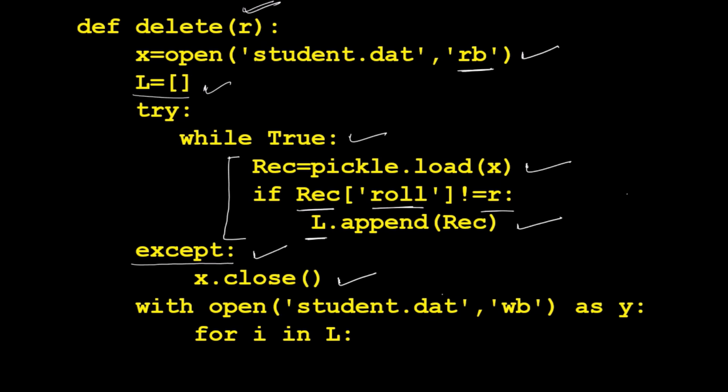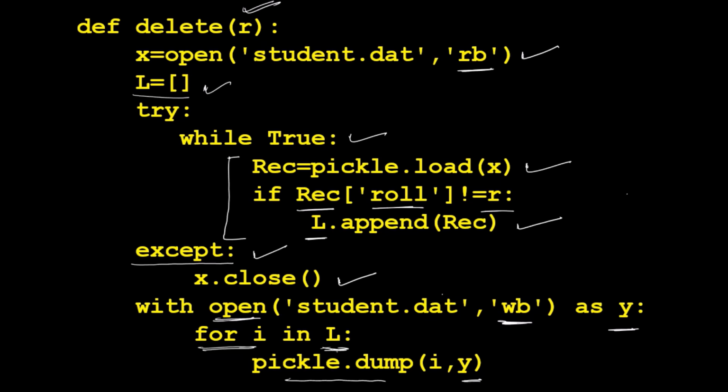and then reopen it again in write mode with any other file object using the open function, and then write each record in the list L, that is each dictionary object, one by one onto the file in a loop created here as a for loop.